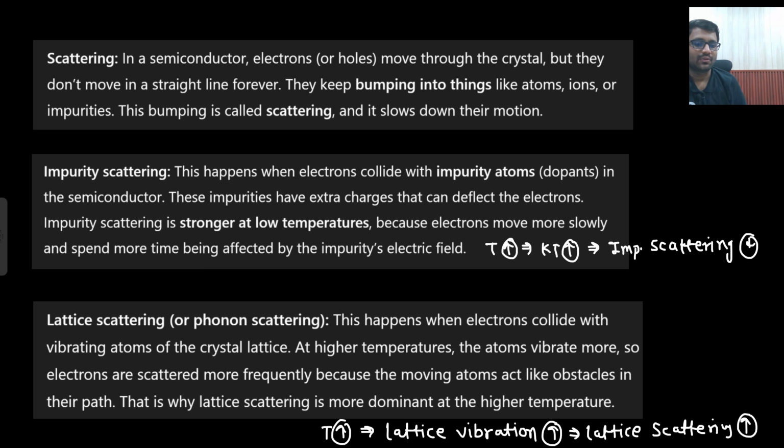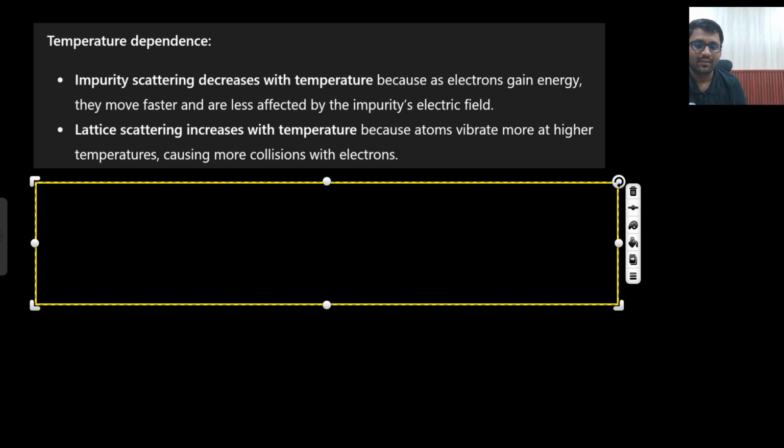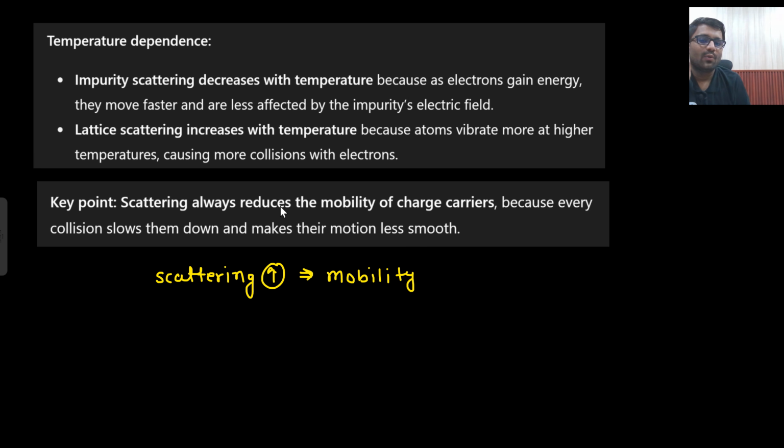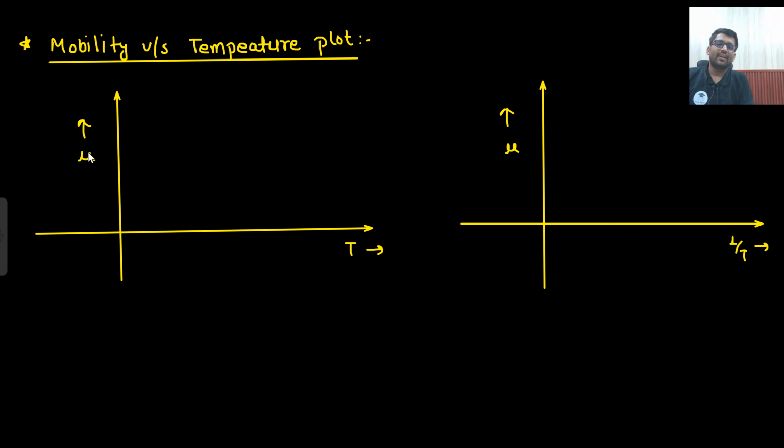Is that clear to you? So this line I have written here: scattering always reduces the mobility of charge carriers because every collision slows them down and makes their motion less smooth. So if scattering increases, then mobility decreases. Now our task would be to draw the graph between mobility and temperature. Try doing it on your own. Will it keep on increasing or keep on decreasing? What do you think?